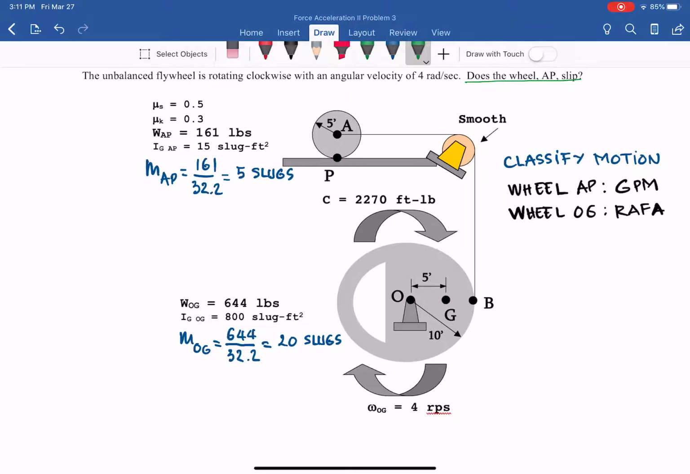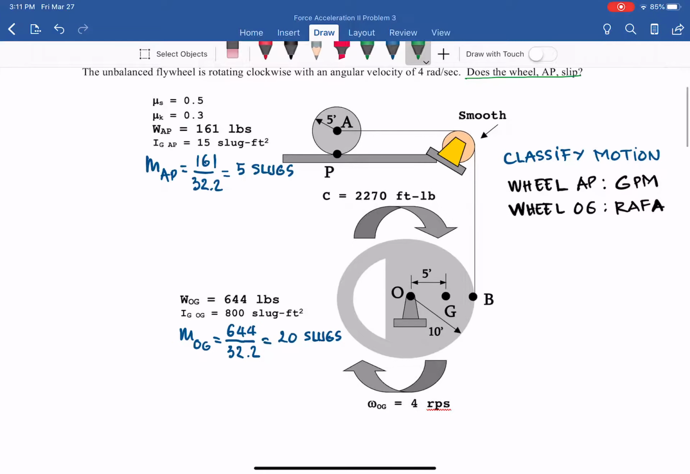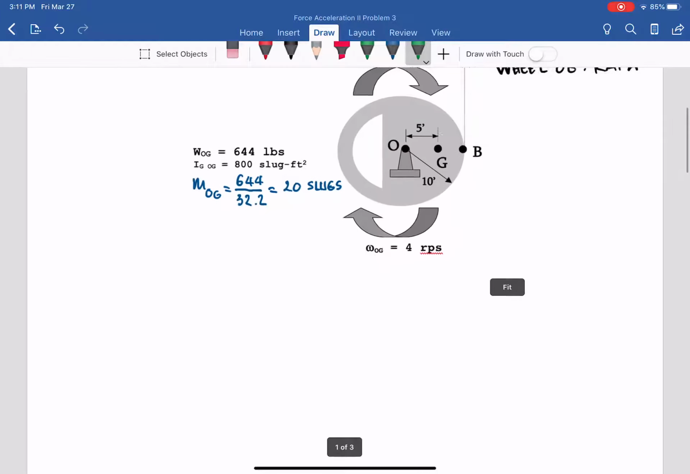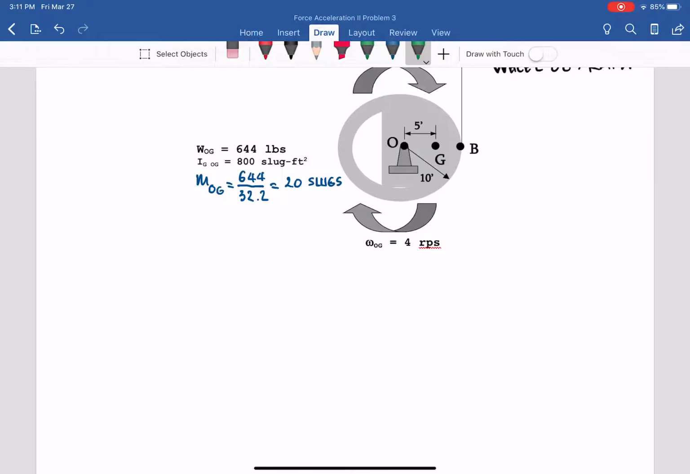Wheel AP both translates to the right and rotates clockwise, so it is a general plane motion body. After this classification, we can go ahead and draw the diagram for each of them. So let's draw the diagram for wheel AP.